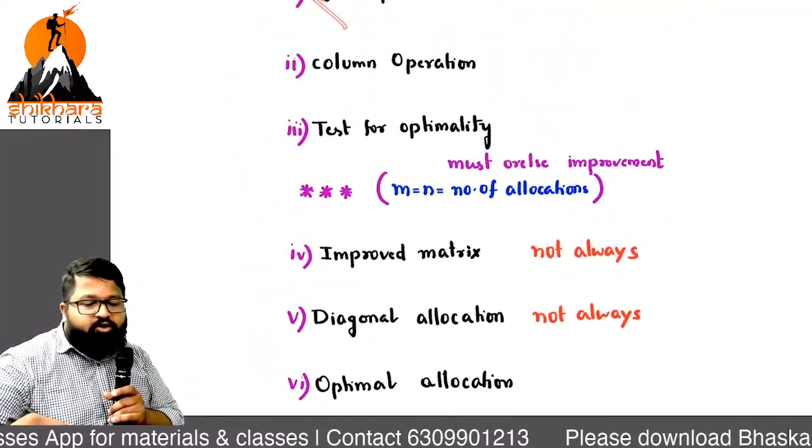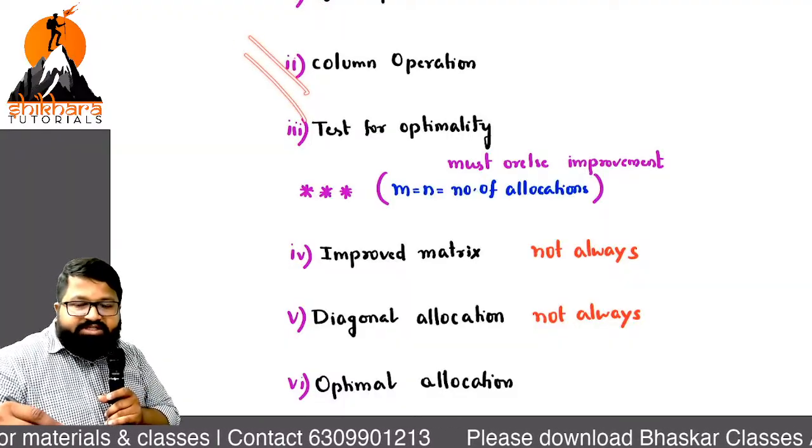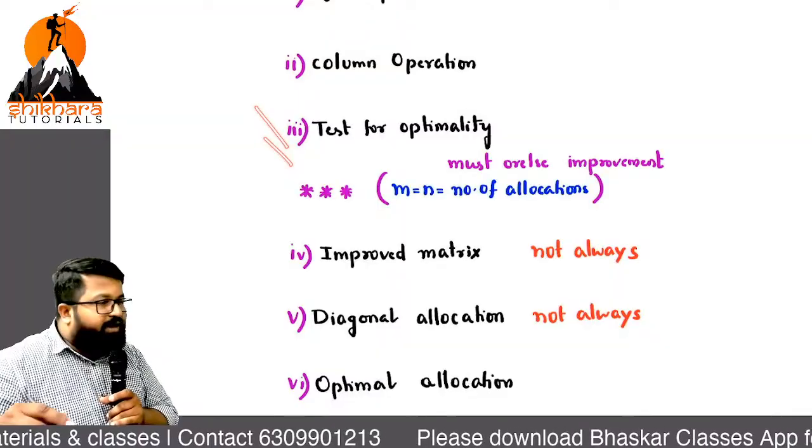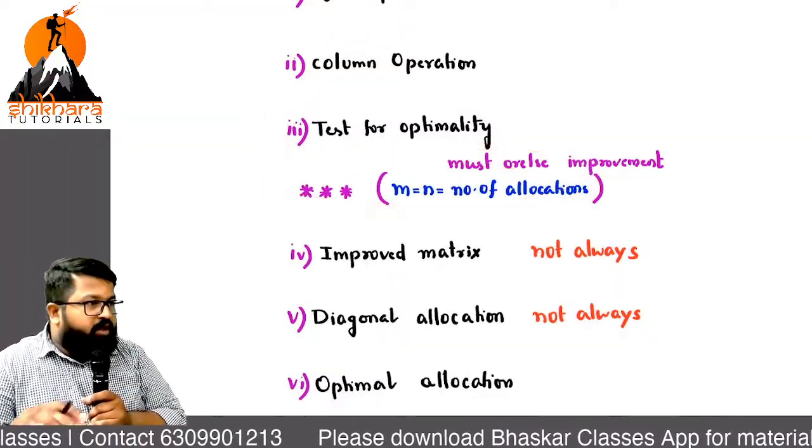But the first step is common. What is the first step? Row operation. Second step, column operation. And third step, test for optimality. At the test for optimality, what is the rule? M equal to n equal to number of allocations.